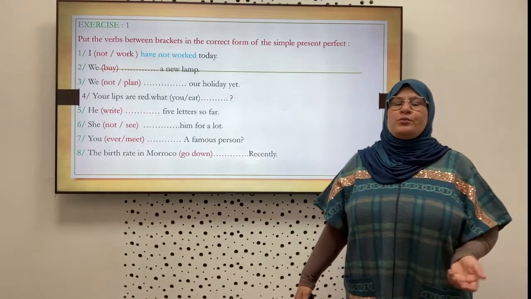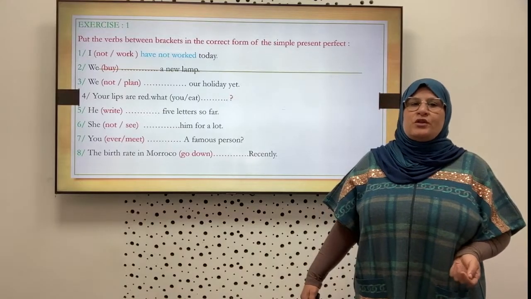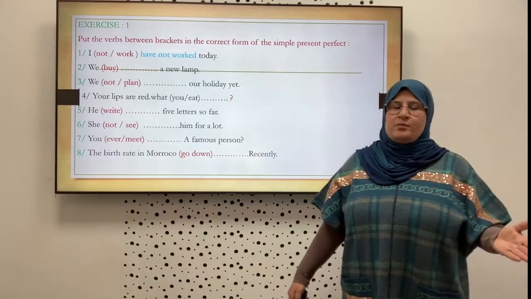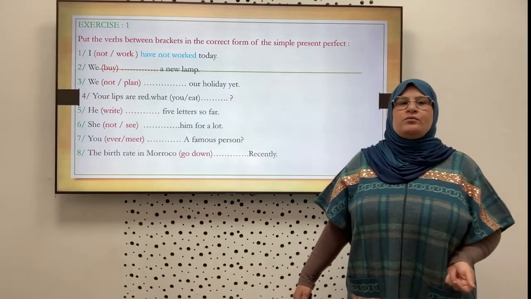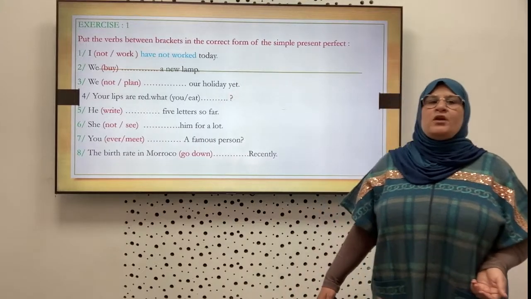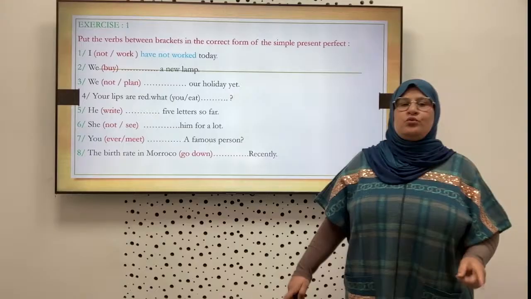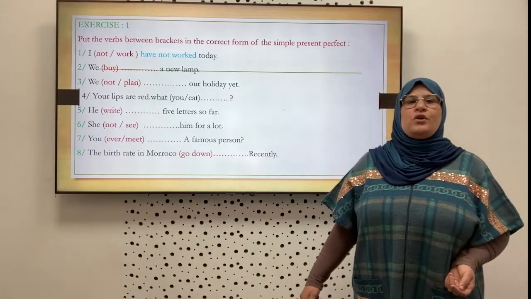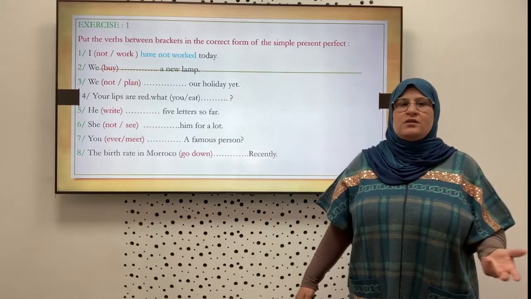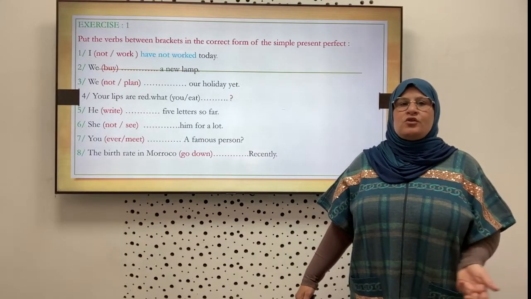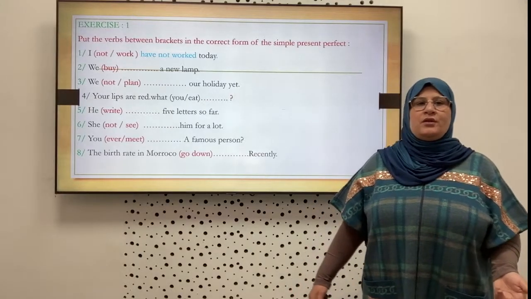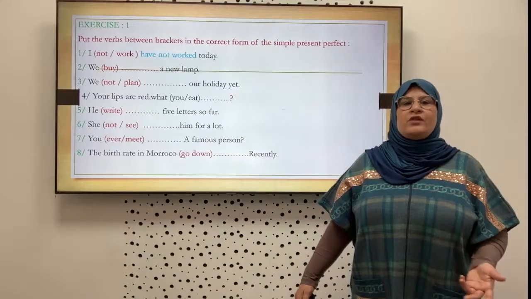So we usually use the present perfect simple: subject plus have or has plus the past participle of the main verb. So, I haven't worked today. This is a negative form. You can see that not is included within the bracket. Number 2, we (buy) a new lamp. Also, the activity is done, but the period of time is not mentioned. So when we don't mention the time when the activity happened, it's usually the present perfect simple.